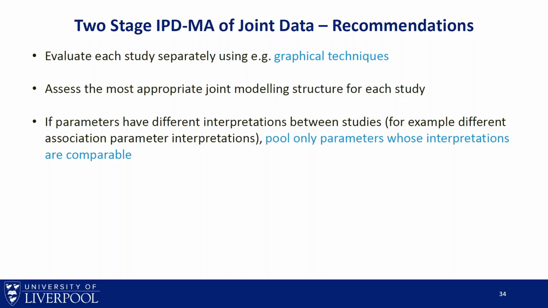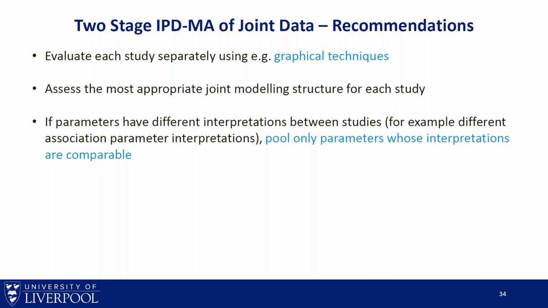A few recommendations for two-stage IPD meta-analysis of joint models. As with any joint IPD meta-analyses, first the data from each study should be plotted. This will help to identify potential random effect structures, shapes of trajectories, and also whether there actually is a relationship between the longitudinal and the time to event components. This graphing procedure should help you identify appropriate modelling structures for each study. And when you fit a joint model to each study, you should be very clear about the specification of the model for each study.